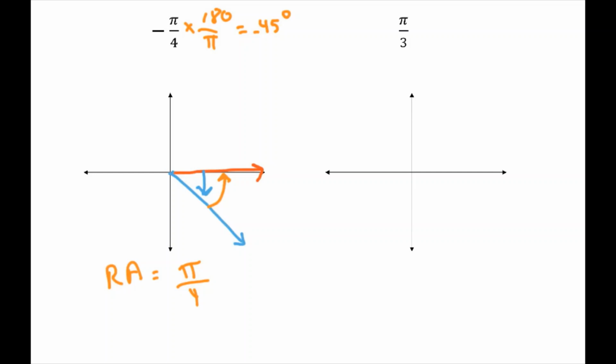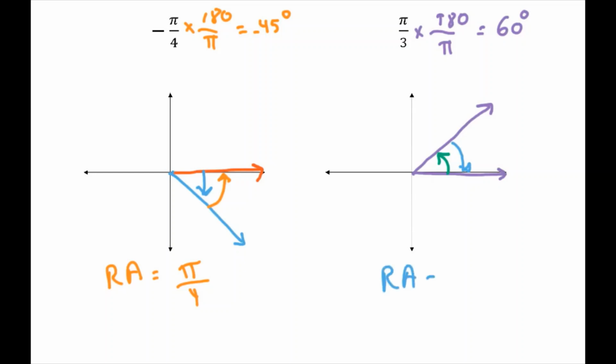Now let's try pi over 3. Pi over 3 is an angle in quadrant 1, because pi over 3 is basically 60 degrees. So I'm talking about this angle here, from here to here. And it's going to be my reference angle as well, because it's an angle in quadrant 1.